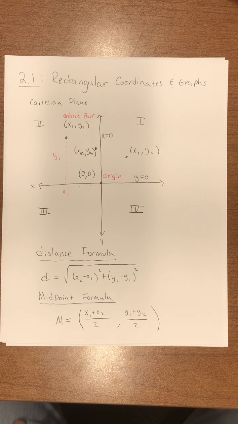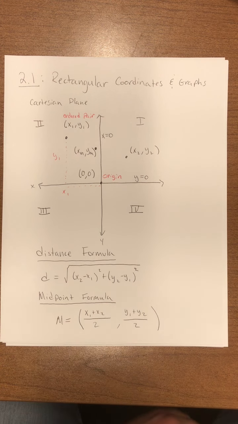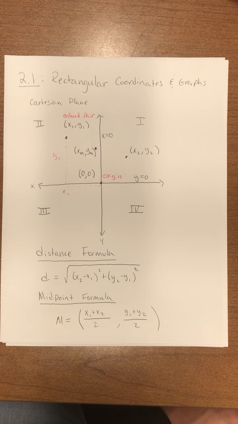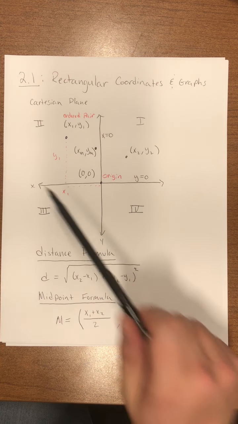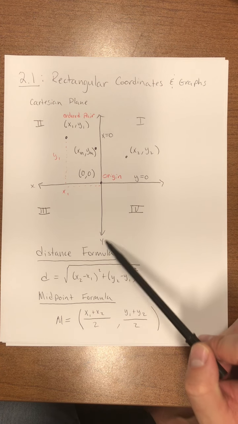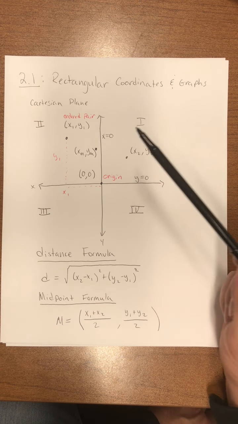Okay, we're going to talk about rectangular coordinates and graphs. This is the Cartesian plane. It's a two-dimensional plane, also known as the XY plane. We have an x-axis, y-axis. X-axis is the same thing as saying y equals 0. Y-axis is the same thing as saying x equals 0.